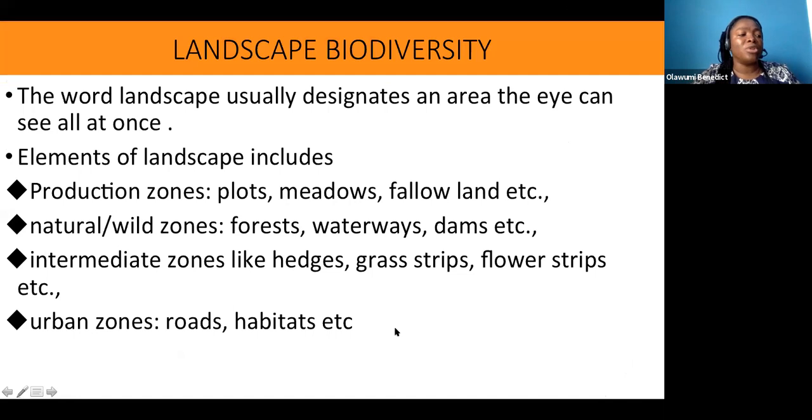So we move on to landscape biodiversity. Like I said before, there are different types of biodiversity, so we're just explaining today the different types of biodiversity. Landscape biodiversity. The word landscape usually designates an area that the eyes can see all at once.